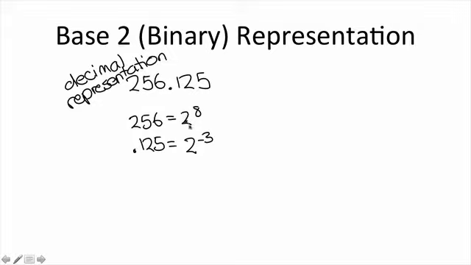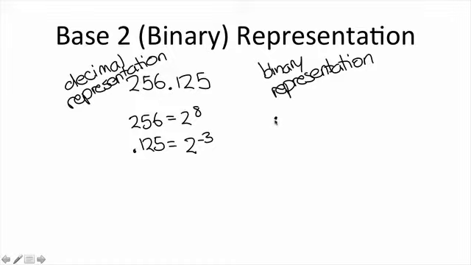And now, having figured out the relevant powers of 2, we can easily write the binary representation. And of course, this is the reason why I chose this number to show the decimal representation, because it's a number that can be represented exactly in both decimal representation and binary representation.